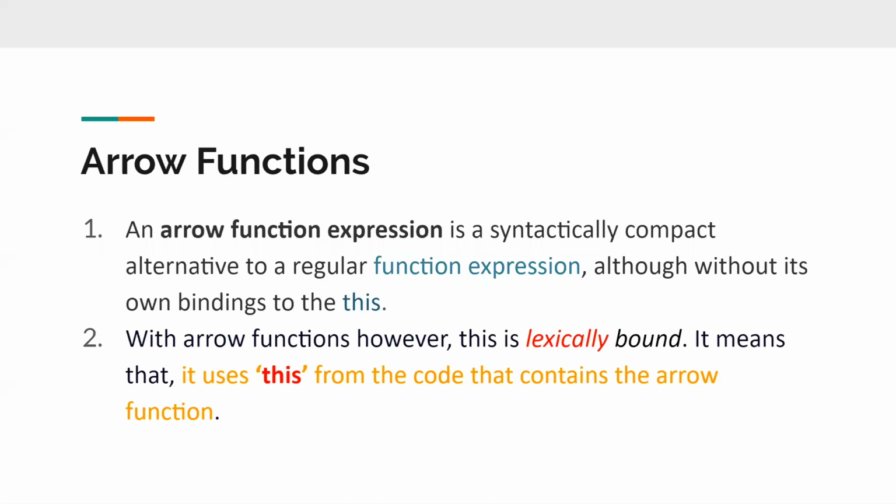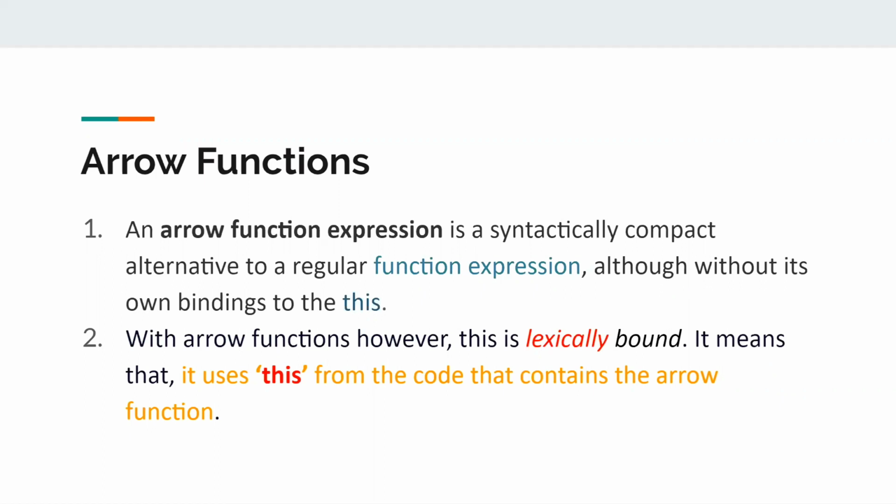As I already explained, an arrow function expression is a syntactically compact alternative to a regular function expression, although without its own binding to the this keyword. With an arrow function, this is lexically bound. It means that it uses the this keyword from the code that contains the arrow function. Now we will go into the example section where you will be more clear with the arrow function logic.